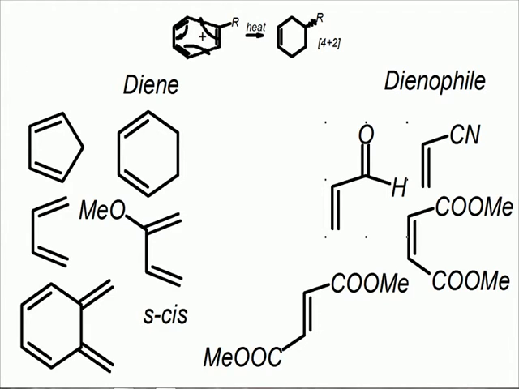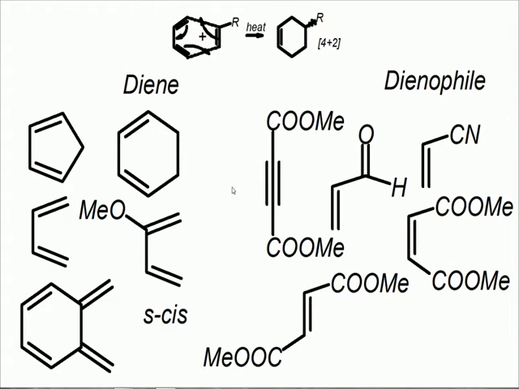And then last, one of the dienophiles you'll probably see pretty frequently is alkynes. And again, I've put esters on the ends there just to show the electron withdrawing nature of that. So there's dienes, there's dienophiles. Electron withdrawing is the key on your dienophiles.